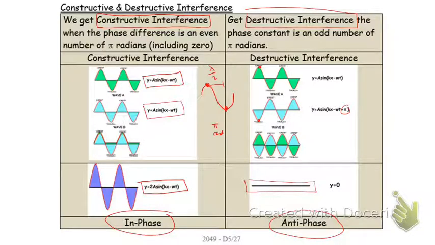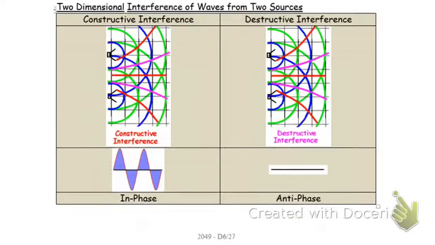I don't care if I'm getting the 13th crest with the 11th crest or the 9th crest with the 4th crest. What counts is I'm getting crest with crest. And I'll get that when the path difference is a whole number of wavelengths. And I can show you that on this next diagram. So here's a snapshot. And I'm showing, in blue, crests. And in green, I'm showing troughs. And so I took a picture.